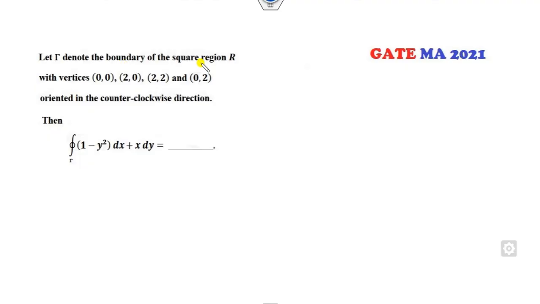Okay, look at this boundary on the square region. Again, you can see the xy plane and the single integral appears. So that means Green's theorem is applicable. Draw the diagram: (0,0), (2,0), (2,2) and (0,2). So this is A, B, C. This is O, and the feasible area is this portion.